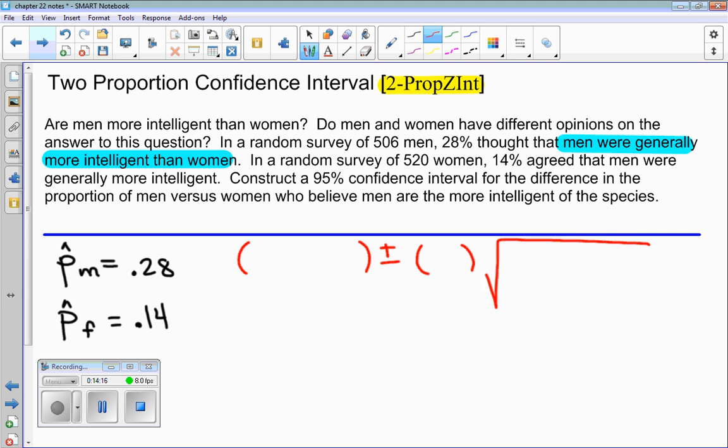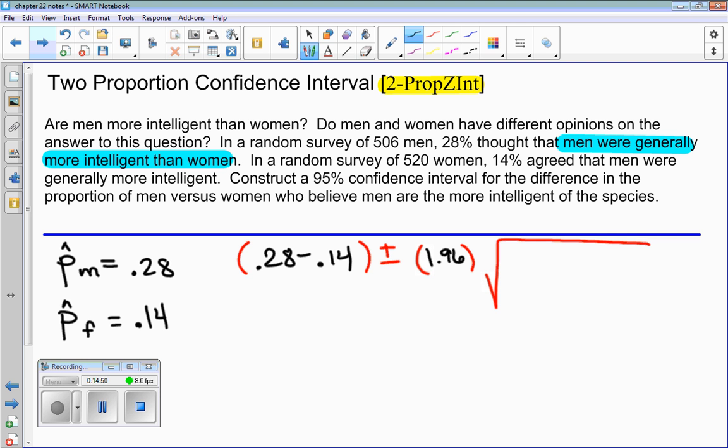Let's start at the beginning. Let's start at the far left. What number goes in there? 0.28 minus 0.14? As long as you start that way every time, I'm okay. You can go the other way as well. It doesn't really matter. Okay? So 0.28 minus 0.14. I'm good with that. Okay? Now what? The z-star that's associated with 95% doesn't change. It's still the same as it was with the 1 proportion, so it's 1.96. I agree.